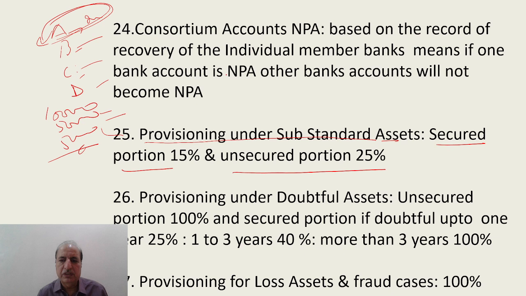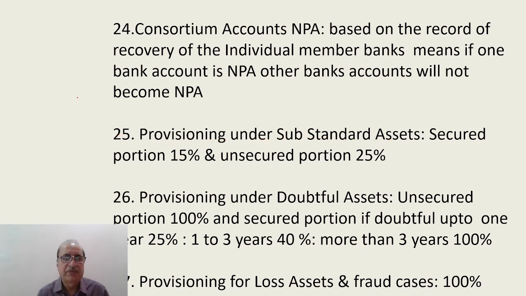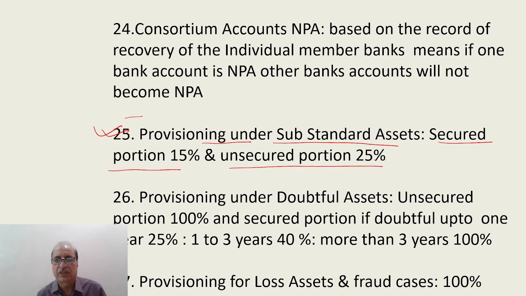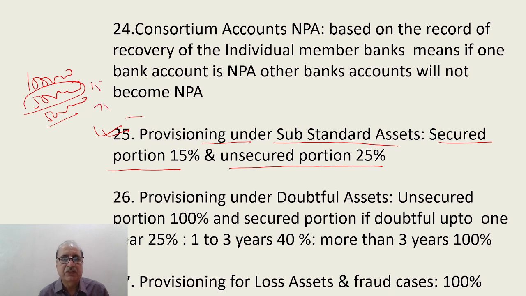So question number 25, provision under substandard assets. Secured portion 15%, unsecured 25%. Means if outstanding is 1 lakh, 50,000 is secured and 50,000 is unsecured, then on 50,000 there will be 15%, 7,500, and on another 50,000 which is unsecured, 25%, that means 12,500, so the total will be 20,000. Okay. Then comes your question number 26. So that was under substandard asset.